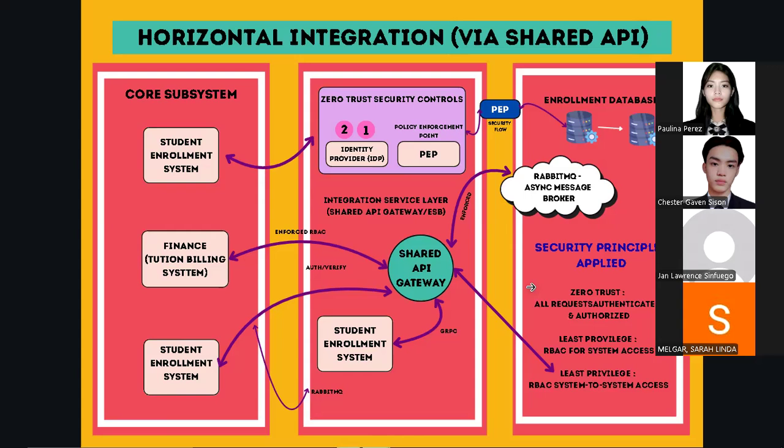For example, if a student registers for a course, the enrollment system will know about it, but the finance system might not get the update right away. This can lead to delays, mistakes, or duplicate work because staff may need to enter the same information into different systems. To solve this, we use horizontal integration with a shared API instead of each system working alone. They are connected through an API gateway, which allows them to share information safely and efficiently.